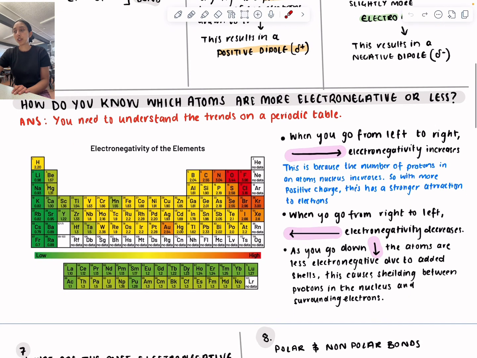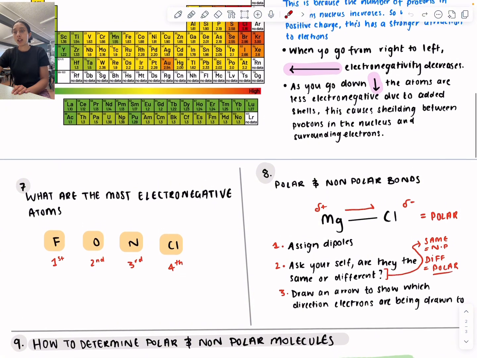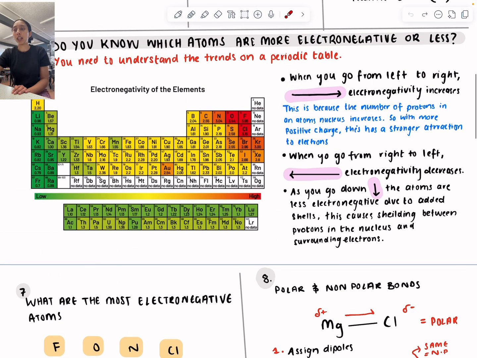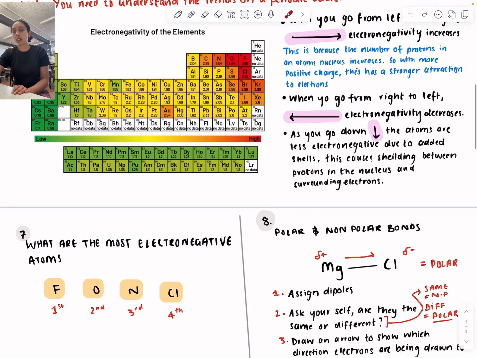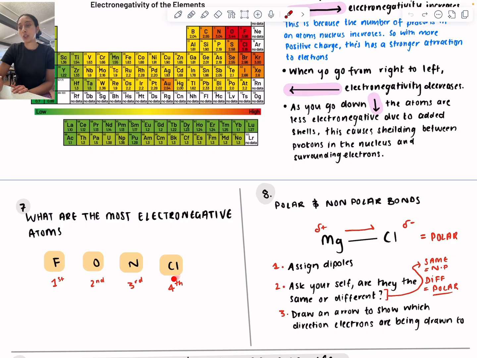So those are a few trends to just keep in mind. And if we go down here, I want you to know the most electronegative atoms. You could see this up top in the red. We've got these atoms up here. And so if you're wanting to know the top 4 electronegative atoms, you should remember these ones over here. We've got fluorine, oxygen, nitrogen, and chlorine.